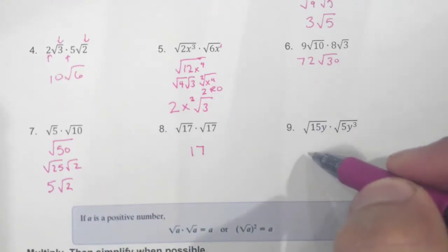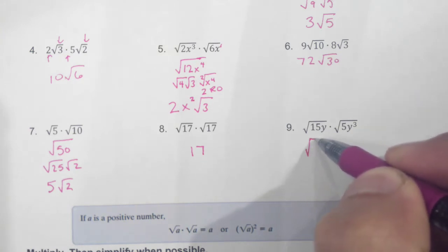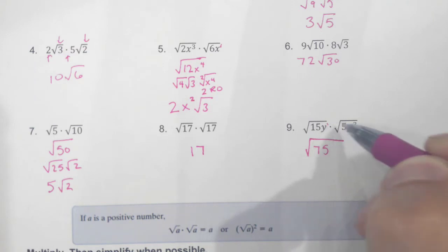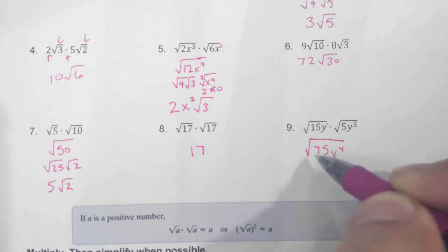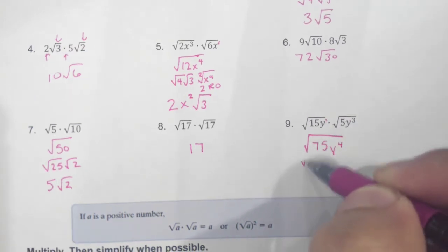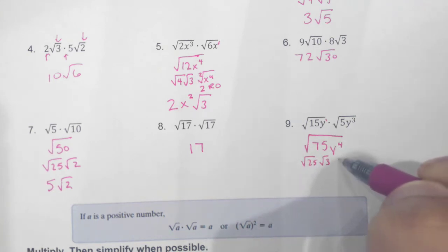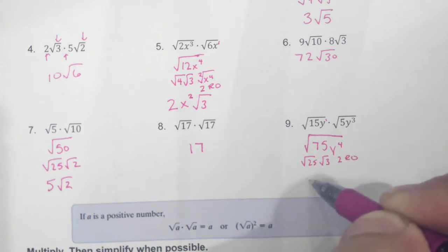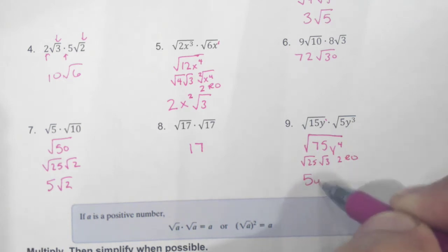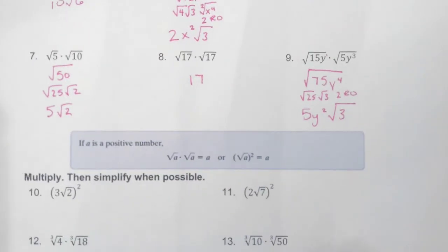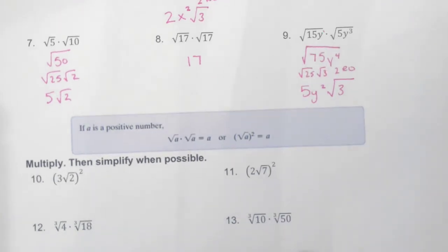Number 9, multiply corresponding parts. 15 times 5 is 75. Y to the first times y to the third is y to the fourth. And then do piece by piece. 75 is 25 times 3. Y to the fourth is 2, remainder 0. So it would be 5 on the outside, y to the second on the outside, and then on the inside we'd have the 3 and the 0, but we don't need the 0 because there aren't any of them. So it looks like 5y squared times the square root of 3.